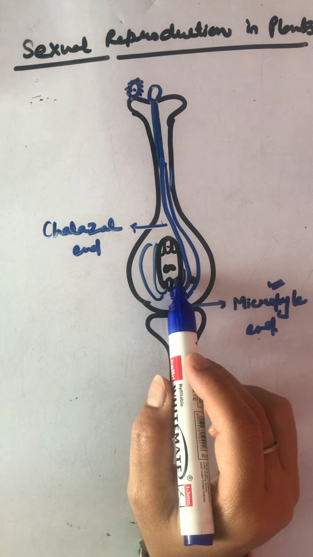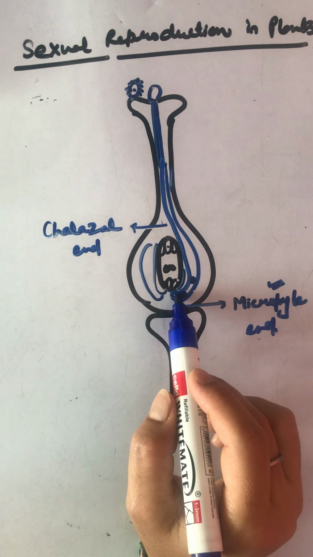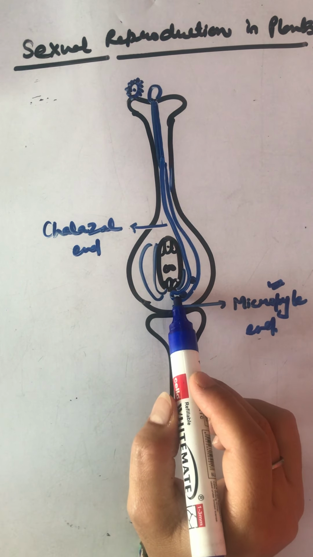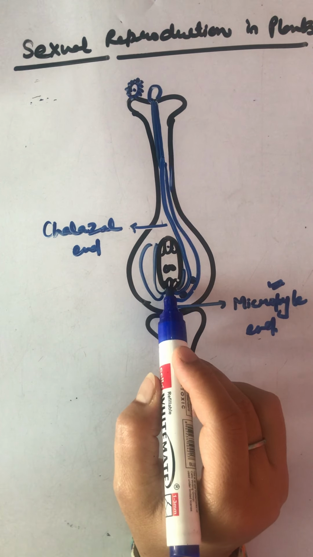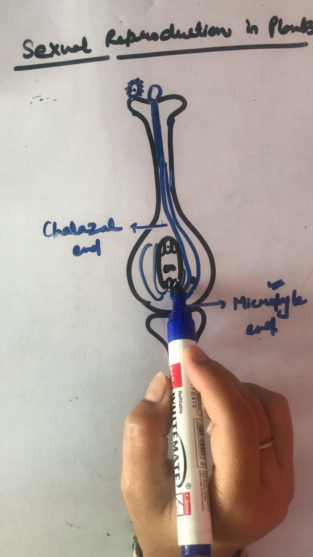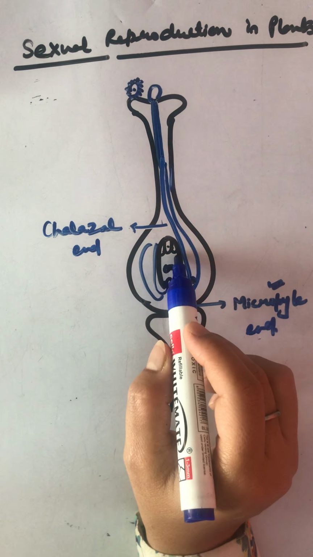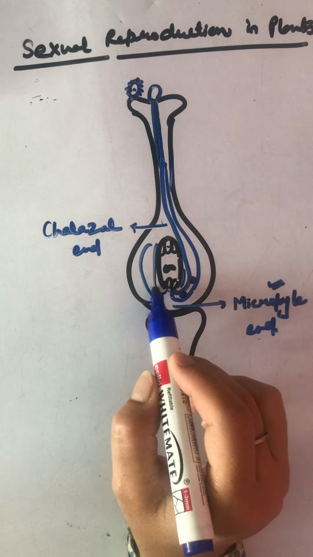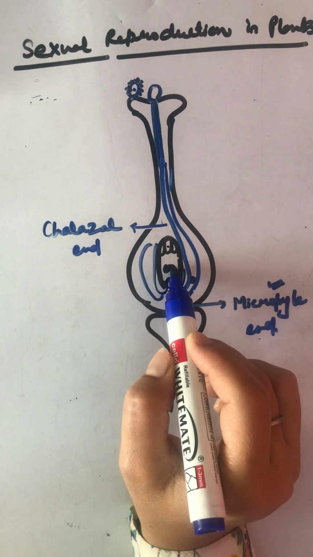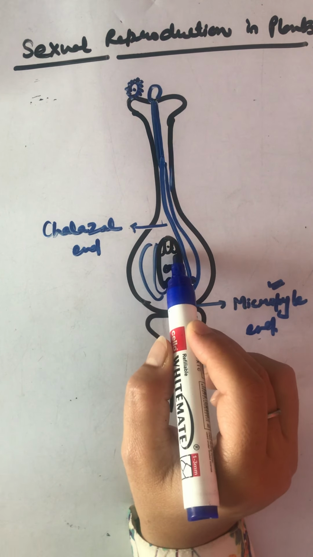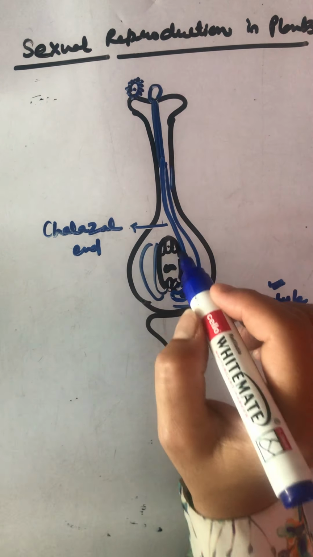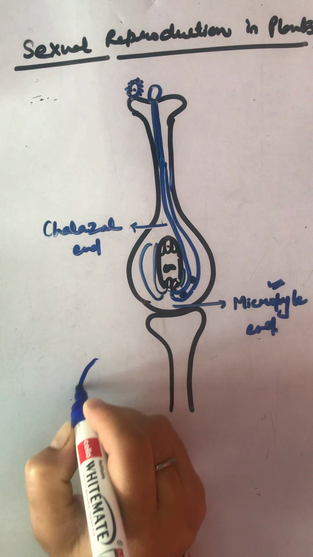What is an embryo sac? The mature embryo sac consists of an egg apparatus, meaning one haploid egg and two synergids, two polar nuclei, and three antipodal cells. Okay, this one is the egg apparatus. These are the two polar nuclei and these are the three antipodal cells. Let's mark them here.